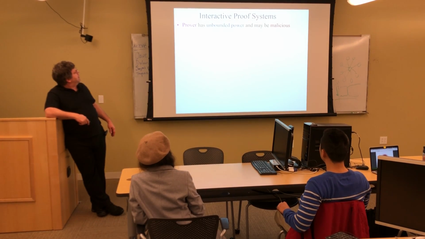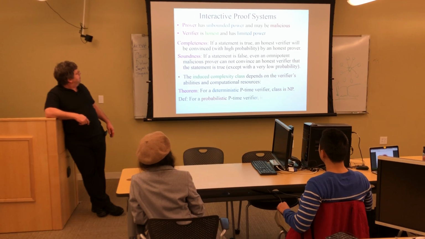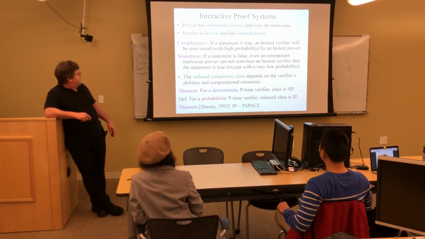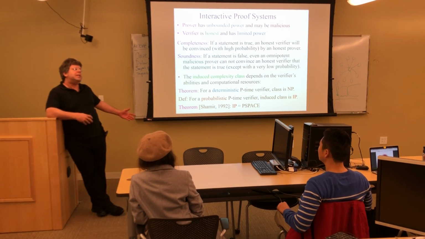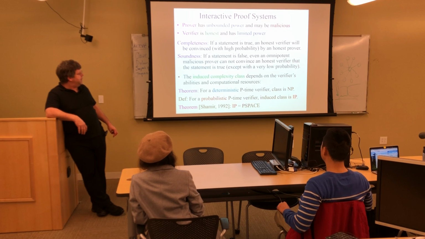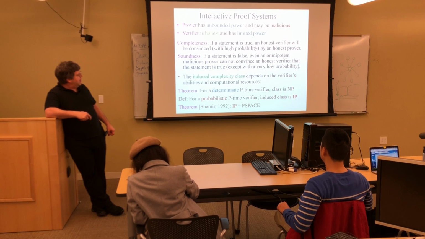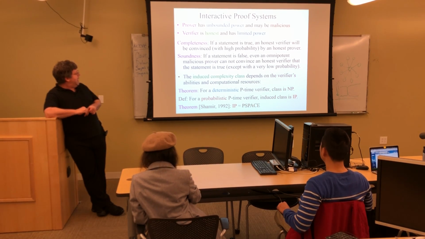So I'm jumping ahead quite a bit, but let me just say that in 1992, Adi Shamir proved that interactive proofs are equivalent to PSPACE. Everything in PSPACE has an interactive proof and vice versa. Every interactive proof has a polynomial space algorithm to compute it, and so on. That was a major result, actually. Adi Shamir is the S in RSA, in case you didn't know. He's a Turing Award winner.